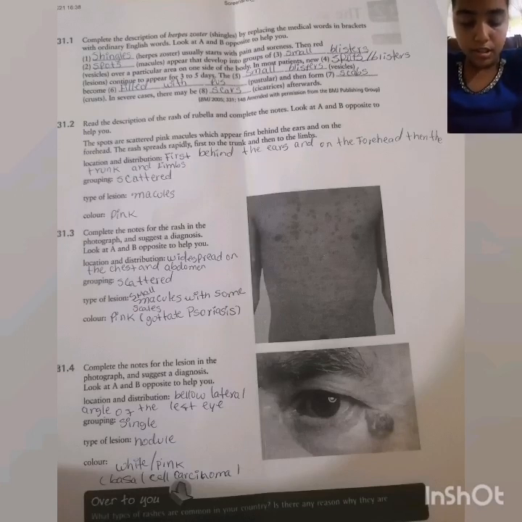Point 4. Complete the notes for the lesion in the photograph and suggest a diagnosis. Look at A and B opposite to help you. Location and distribution: below the lateral canthus of the left eye. Grouping: single. Type of lesion: nodule, and color: white and pink.